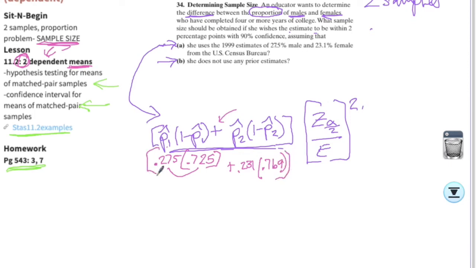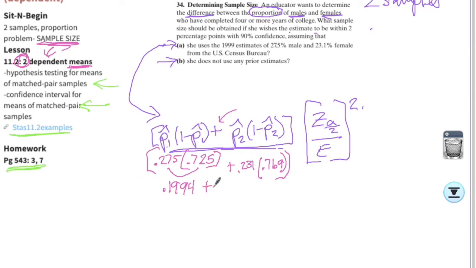So we'll start off by multiplying. I do not have this pre-solved, so I'm going to do it on my calculator. 0.275 times 0.725 gives me 0.199375, so I'm just going to round it to a 4.